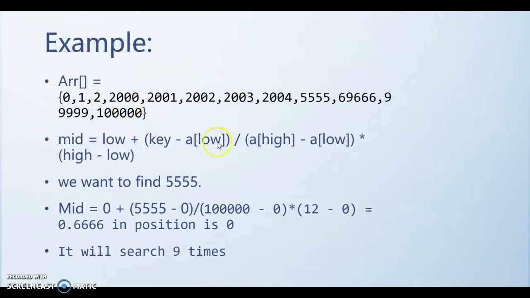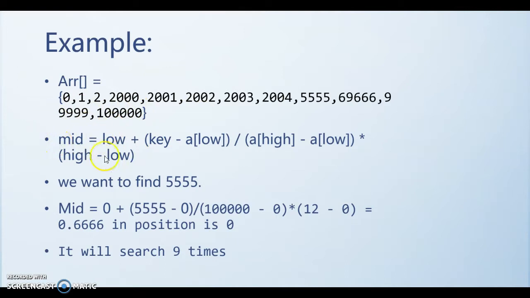And here is an example. This example can explain what I said. Here we have an array: 0, 1, 2, 2000, 2001, and so on, through to 100,000. To compute the mid of this array, we have this formula. This formula is totally different from the binary one. In binary search, we only have high, minus low, and half. So we find the mid of the whole array.